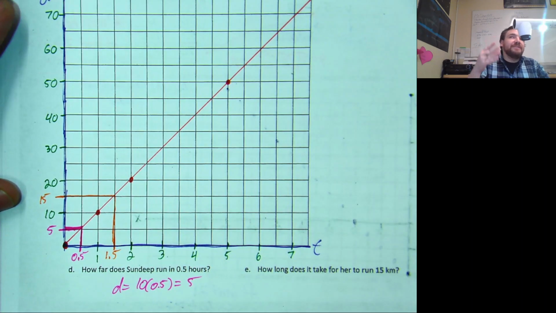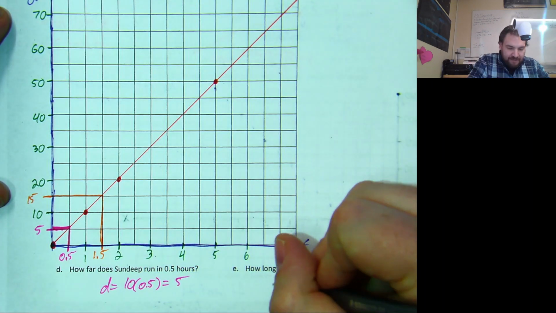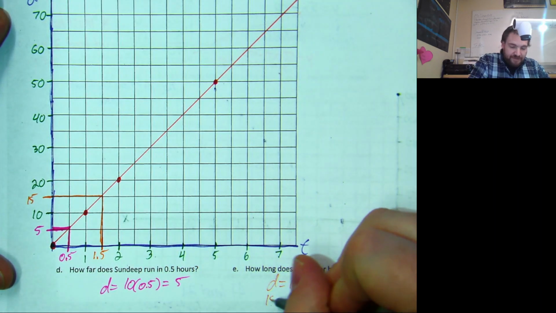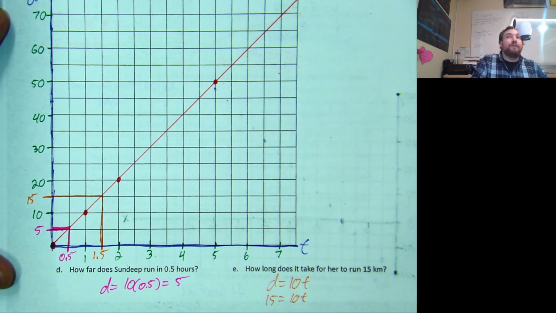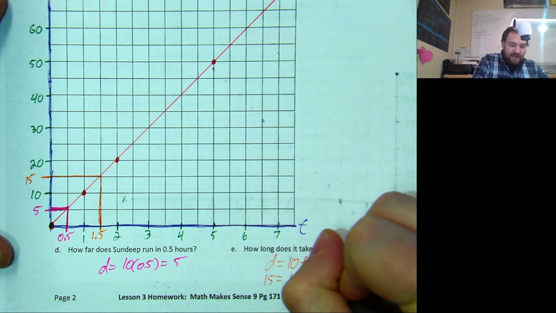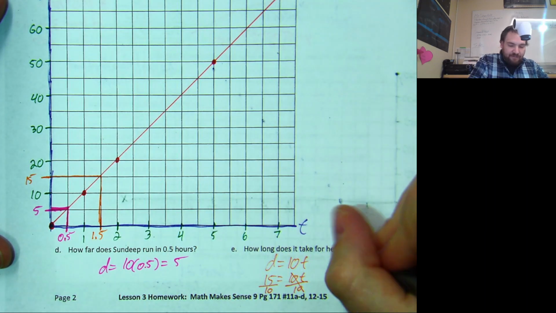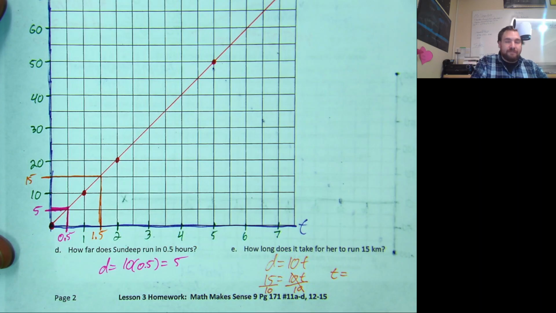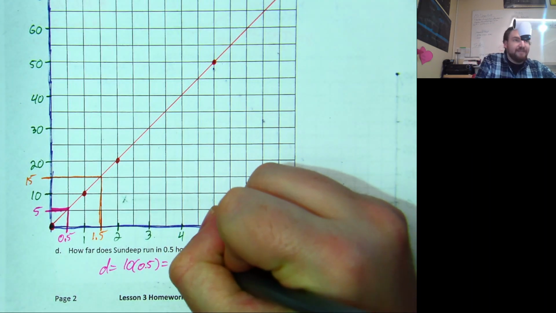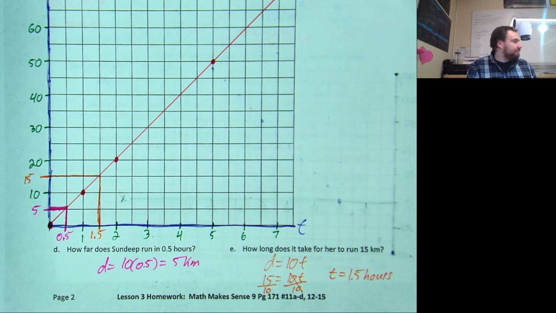Or we could do what was suggested earlier and plug it into our equation. This is my equation, D equals 10T. Where does the 15 get plugged in? It goes in for D. So 15 is equal to 10 times T. To solve for T, what do I do? Divide by 10. T equals 1.5 hours. See, it's just an application of all the stuff that we did before. We're just now adding in graphing.